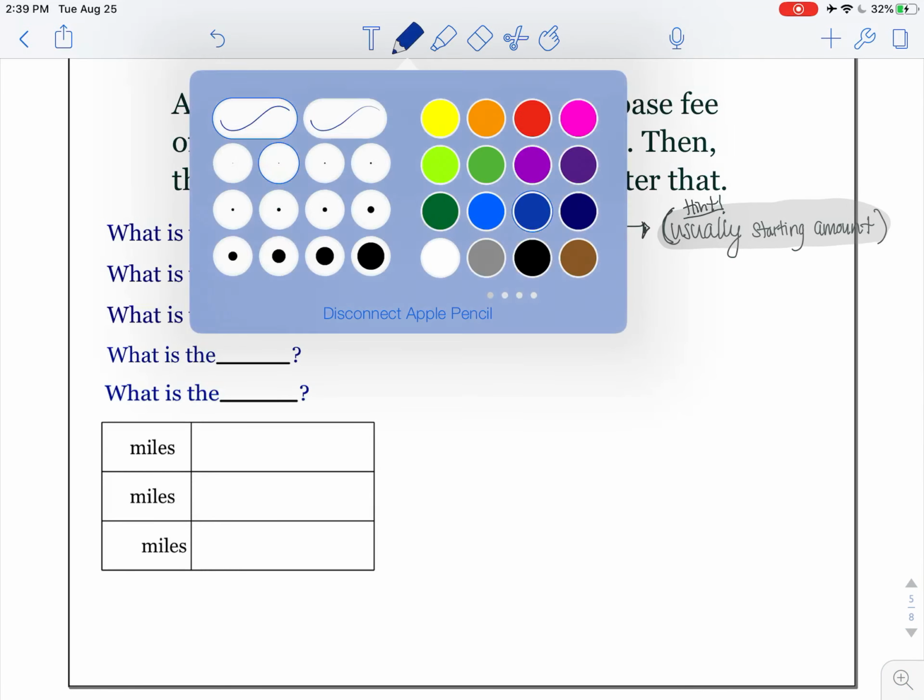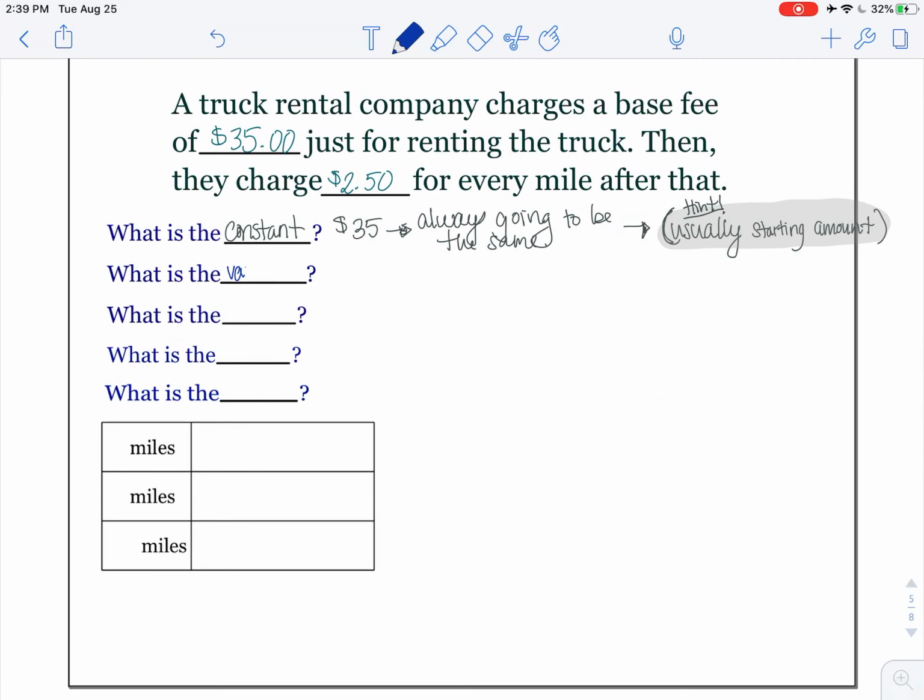Next, let's talk about our variable. What do we think the variable is here? Now remember, the variable is going to be something that's represented with a letter. It's something that we do not know or can represent any number of things. It can be changing, okay? And the variable needs to represent a possible value.